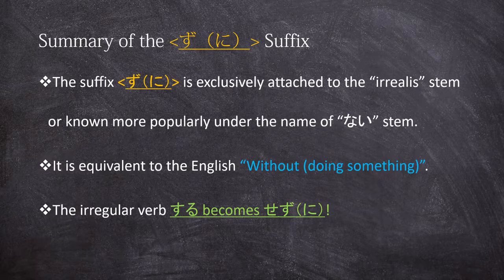Now all of these three most important characteristics of zu ni you will see reflected in our examples in the next video section. So just to repeat, when you are attaching zu ni, you need to use the irrealis stem. Then the zu ni suffix is equivalent to the English "without doing something," and when you are using this suffix, the irregular verb suru becomes sezu ni.